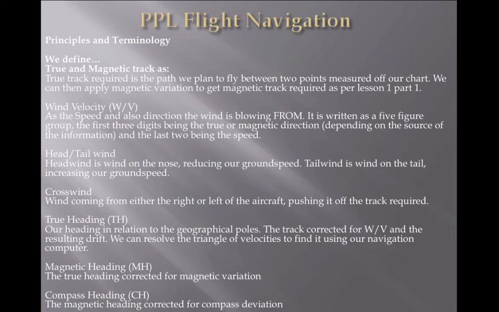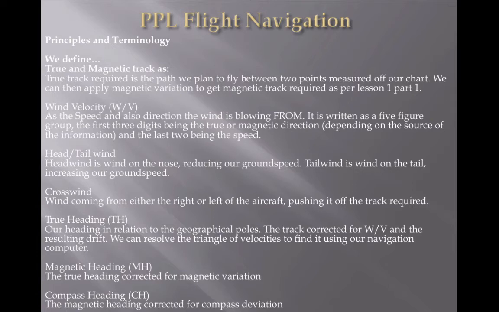So some more terminology and principles. We define true and magnetic track as: a true track required is the path we plan to fly between 2 points measured off our chart. We can then apply the magnetic variation to get the magnetic track required as per lesson 1 part 1. Wind velocity is a speed and also a direction the wind is blowing from. It's important to be able to distinguish that. It's not where it's blowing you to, but it is where the wind is blowing from.